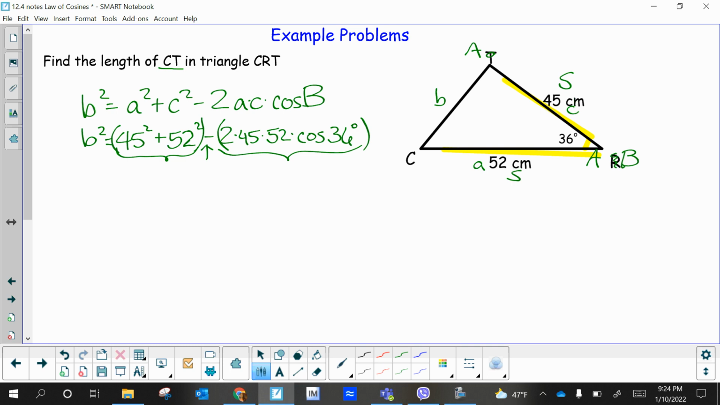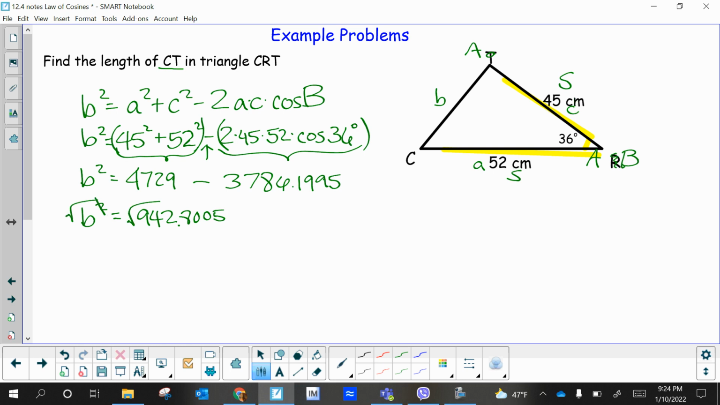I get 4,729 for that one. Minus, I'm going to put all of that in my calculator, and I get about 3,786.1995. Okay, and this is equal to B squared. So let's go ahead and subtract those two. I get B squared equals 942.8005.